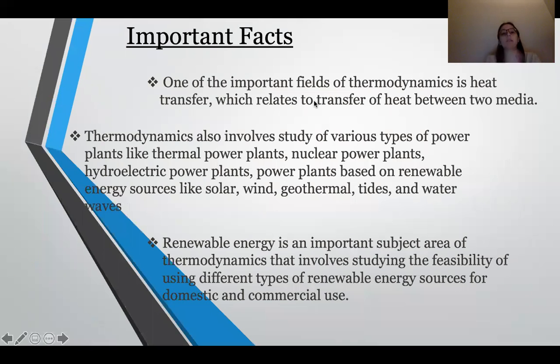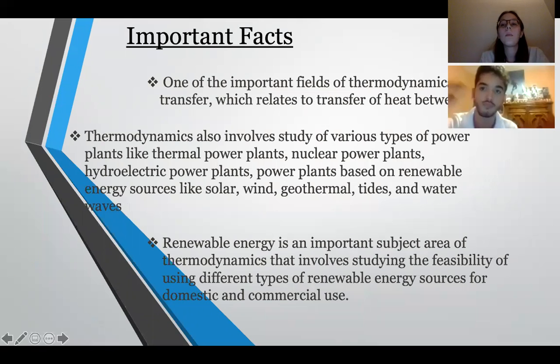So, important facts. One of the important facts, like Manuel mentioned, is that thermochemistry is one of the fields of thermodynamics. It's different, but one of the important fields of thermodynamics is heat transfer as well as thermochemistry. It relates to the transfer of heat between two media.